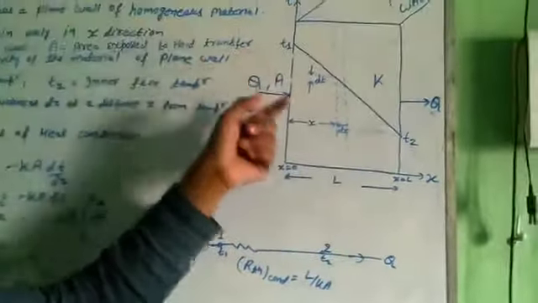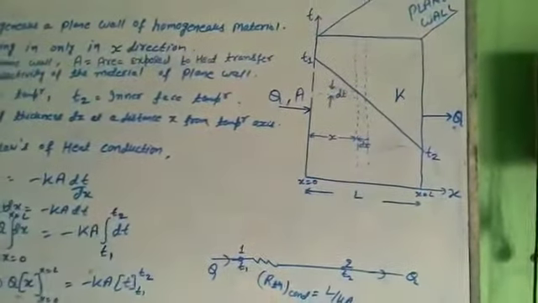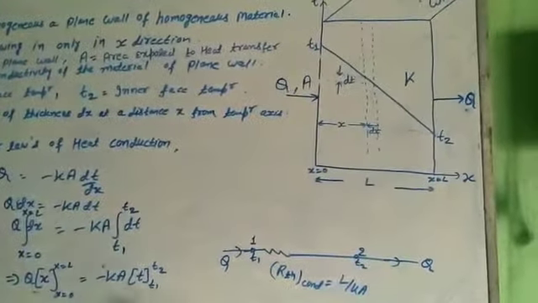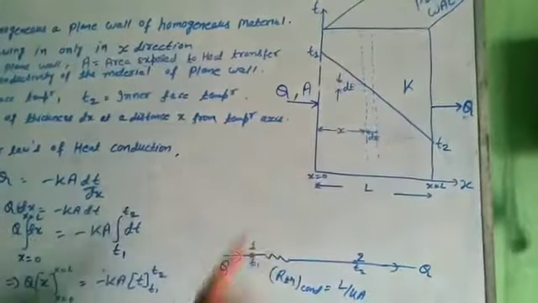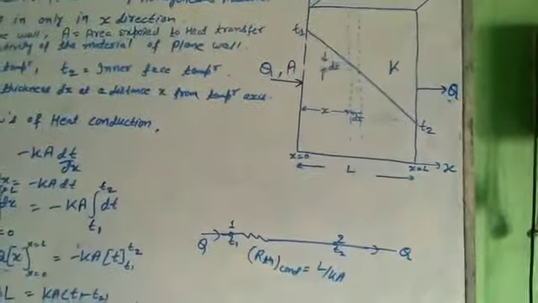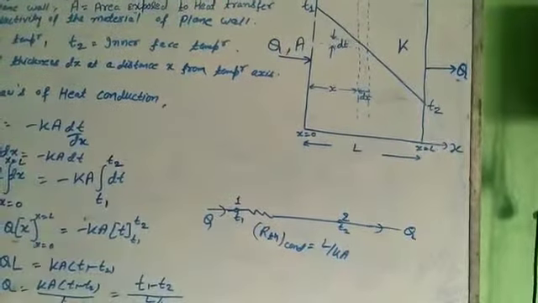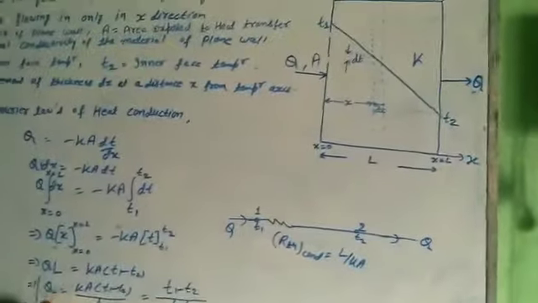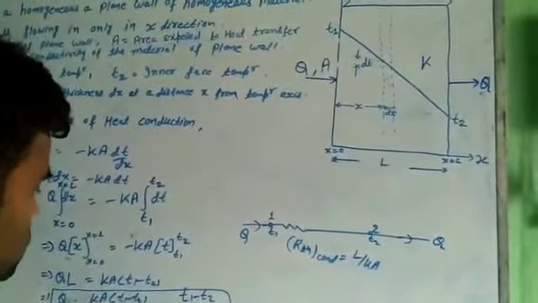So lastly, we will get the result for heat conduction through a plane wall. The value of Q is equal to the temperature difference between the outer face and inner face divided by the thermal resistance due to conduction. So this is the result for heat transfer through a plane wall.